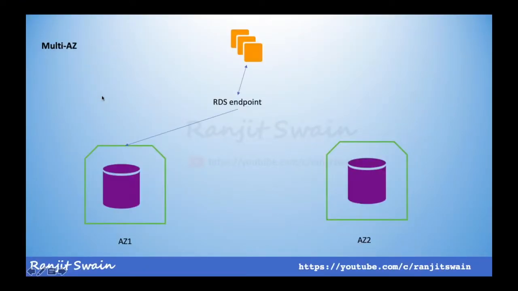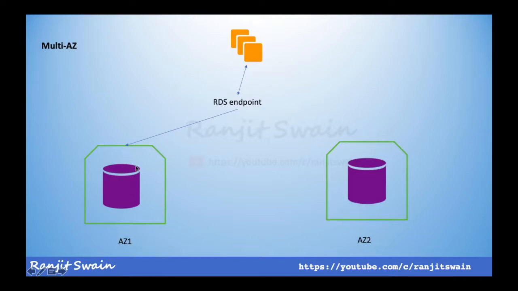Suppose in case of a multi-availability zone, here you can see our EC2 instance, which will have our applications. Our API or software development kit, or your front-end applications, will be in the EC2 instances. And with this RDS endpoint, I'll show you what this RDS endpoint is. Through the RDS endpoint, we are using one database in availability zone 1, AZ1.